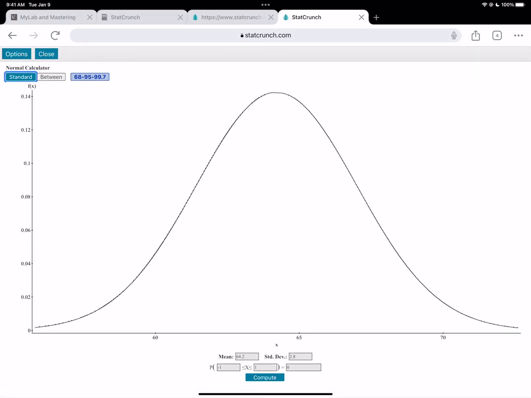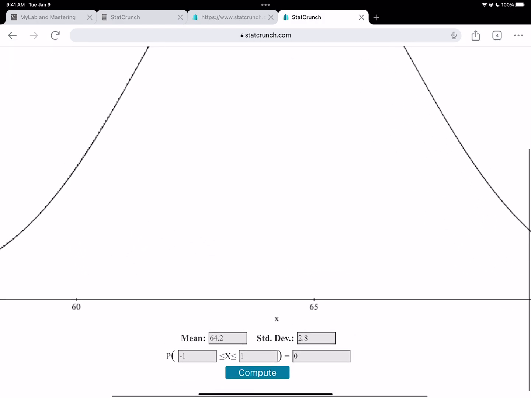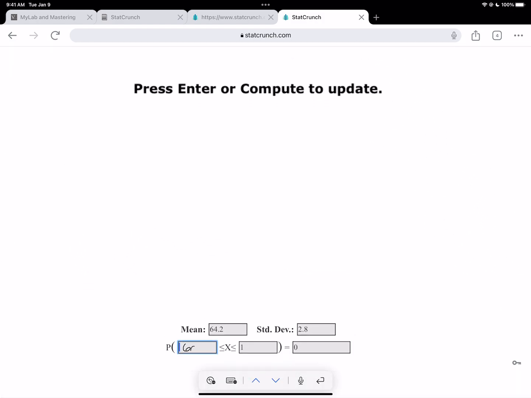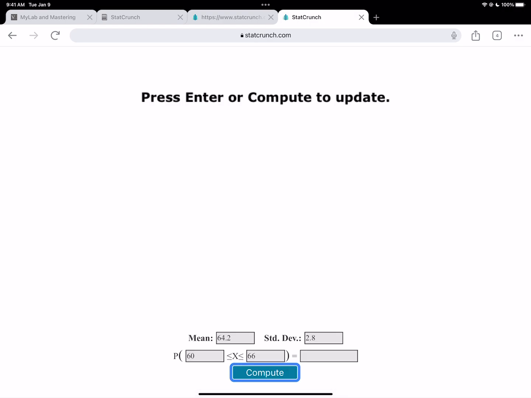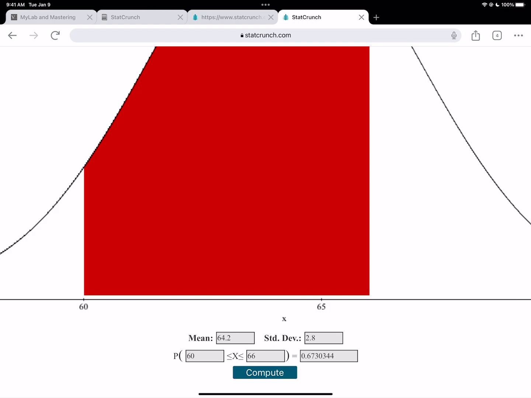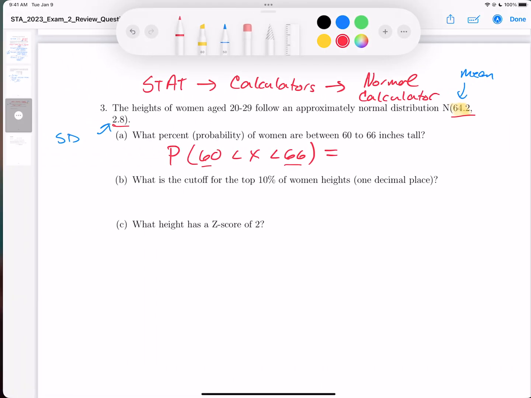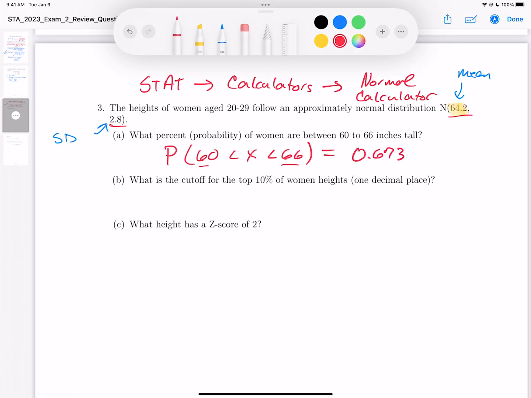All right, there we go. And then we simply fill in our lower number as 60 and our higher number as 66. We press compute, and there is our answer, guys. To 3 decimal places, it's 0.673. Okay? All right. What is the cutoff for the top 10% of women's heights?